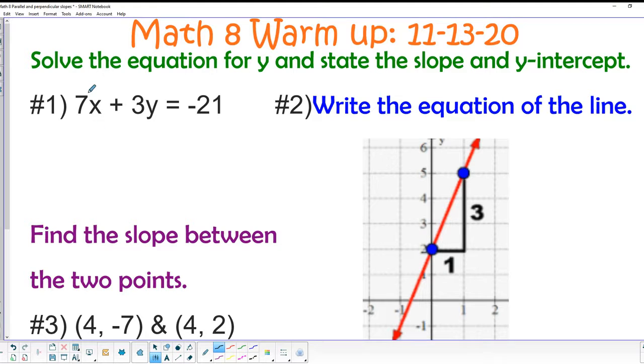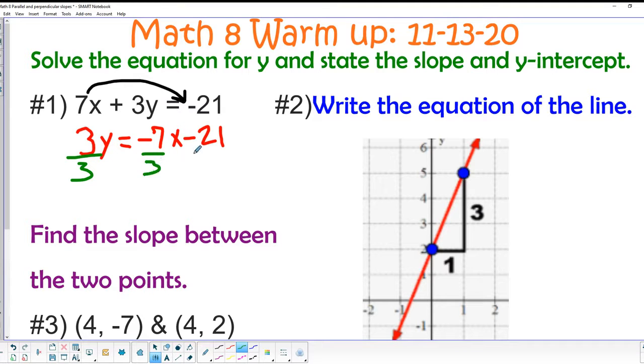So we know that the first step is to rearrange, move the 7x over to the other side behind the equal sign. Our new equation will look like this: 3y equals negative 7x minus 21. Then our last step to simplify will be to divide by 3, and we will be putting it in slope-intercept form. So our first part of the equation will be simplified to just y.